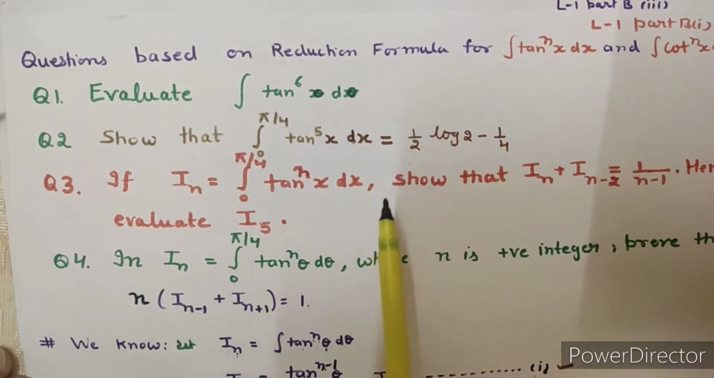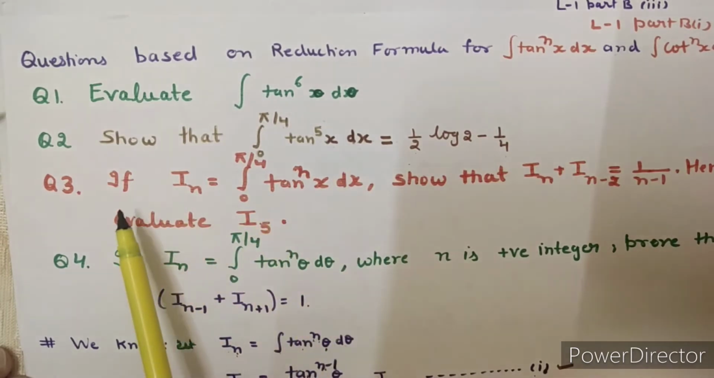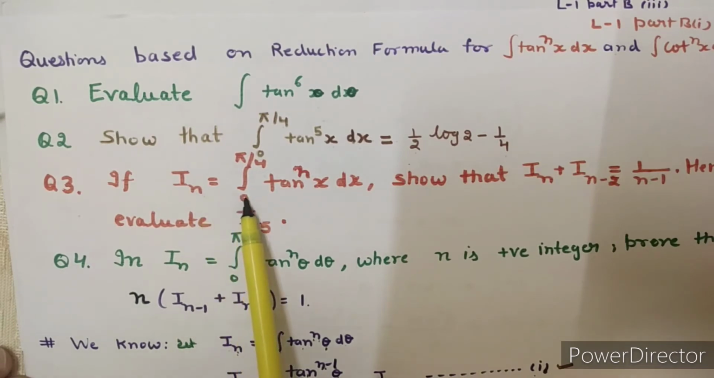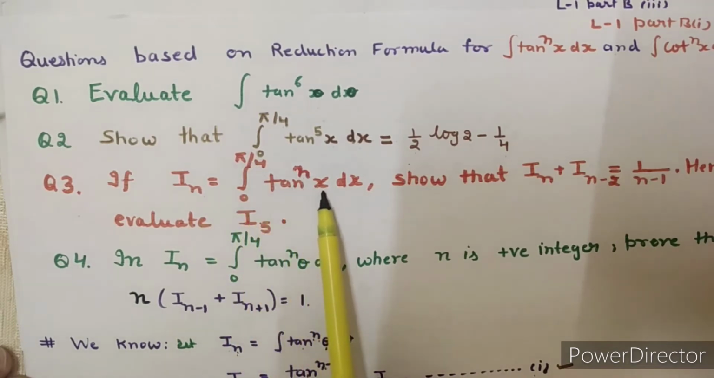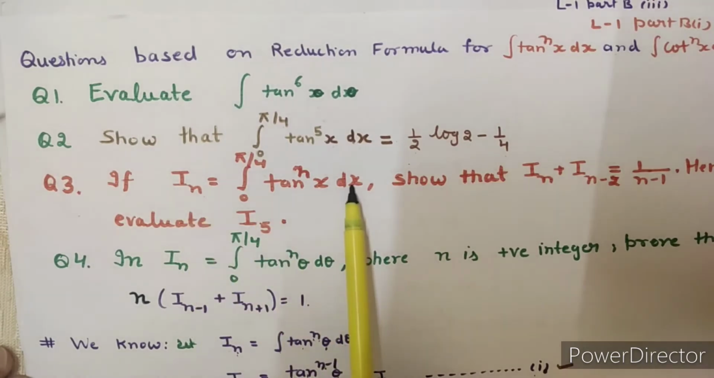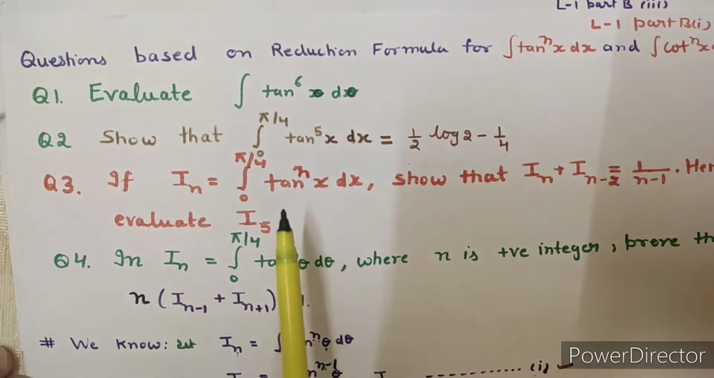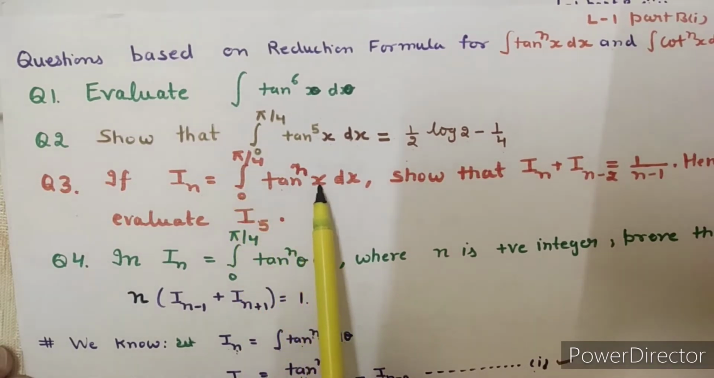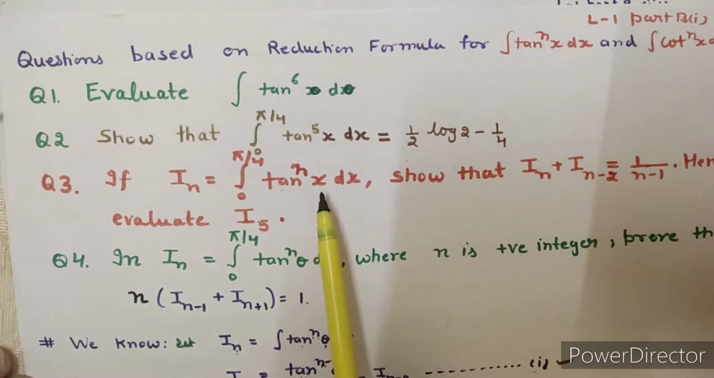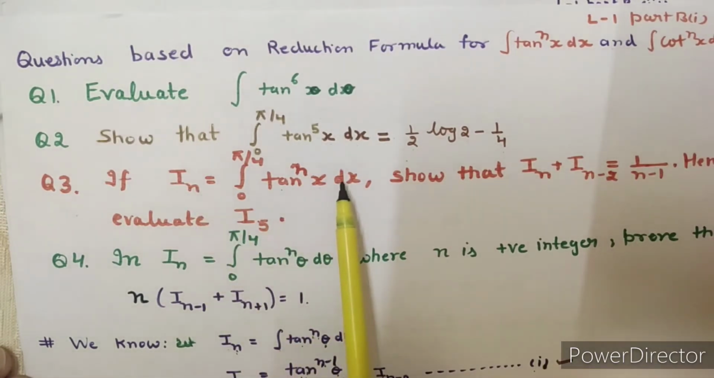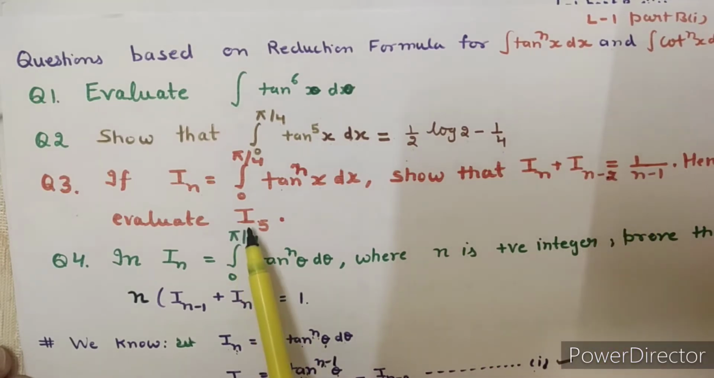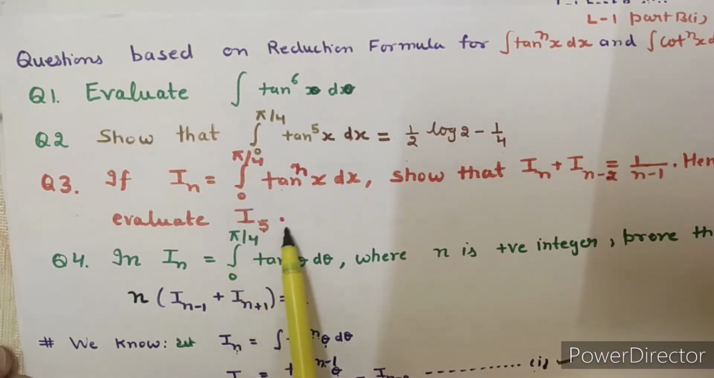Before solving this, I will first solve question number 3, and here I_n is this integral, 0 to pi by 4 tangent nx dx. To solve this question, I will first find the reduction formula for the integration of tangent nx dx. That is, I will first solve part A here. Then I will prove this expression, and then I will take n equal to 5. When I take n equal to 5, this question becomes this one.